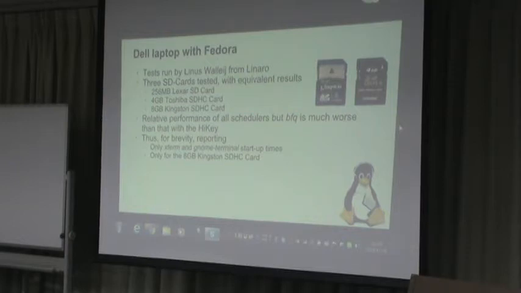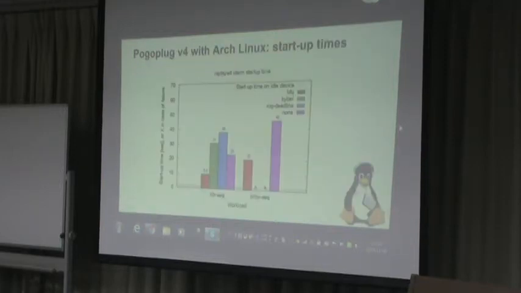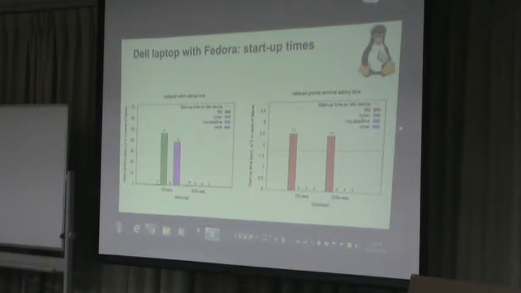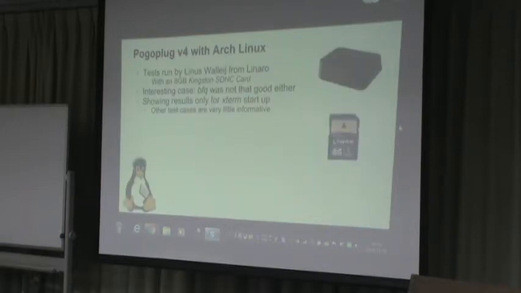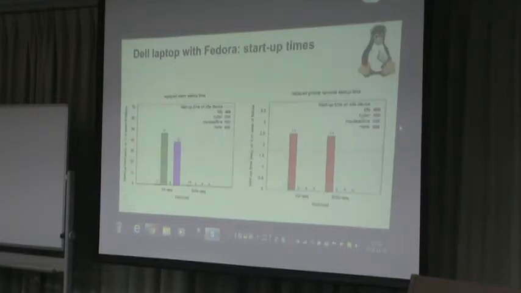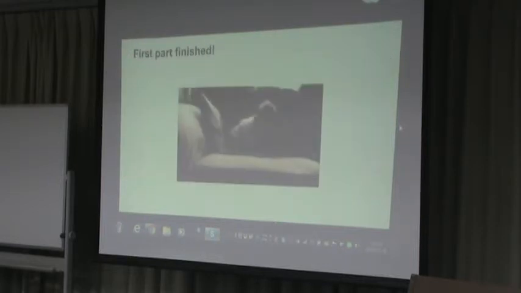And once again, for brevity, I show you results only with Xterm and no terminal, and only for the 8 GB card, that is the same exact case as for the Pogo Plug, so same SD card, but this time with the laptop, and once again, results say that BFQ is extremely fast in starting applications, while as you can see, the performance of the other schedulers is much worse with respect to what I showed you for the high key. So what is the problem? The problem is that with the Pogo Plug, the CPU was the bottleneck. While if the only bottleneck becomes again storage, then everything works perfectly. Okay, this is the end of the first part.